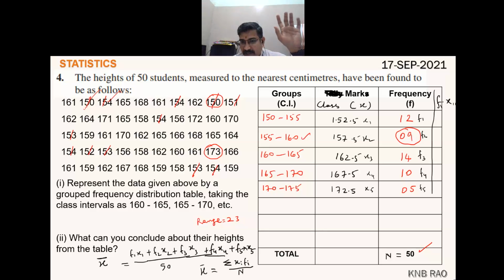So this is what you're going to learn in class 10th. Finding class marks. You know frequencies already. Finding the product of corresponding class marks with the frequencies and summing them. You are going to find sigma fx or sigma xf and divide that sum by 50, which gives the arithmetical mean of grouped data. Is it clear, children? Put a thumbs up. Yes, sir, it is clear.